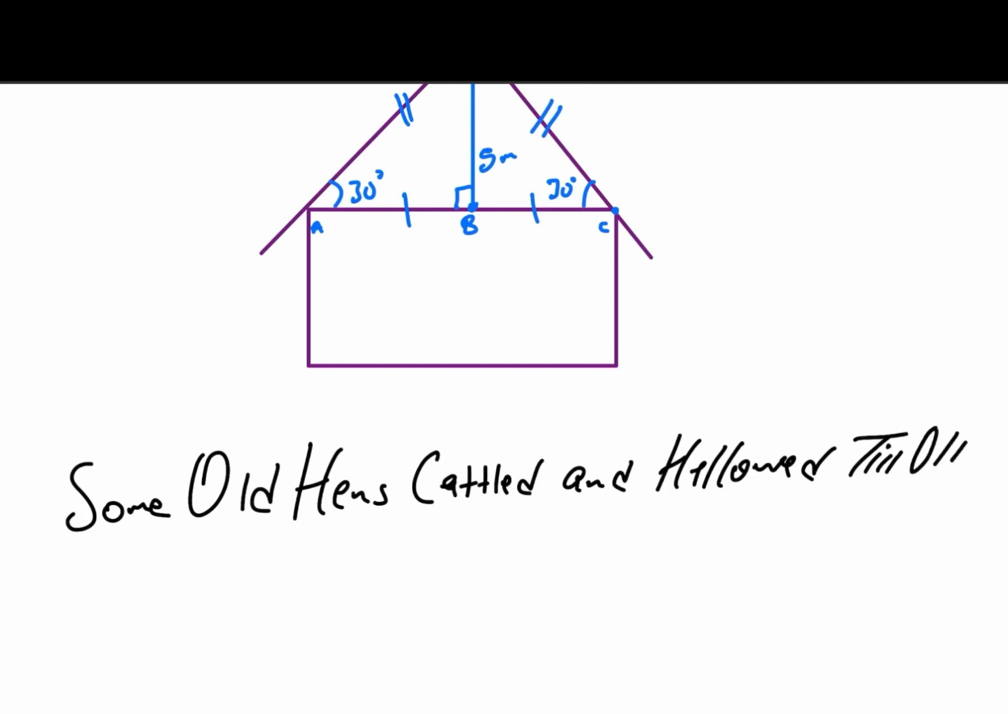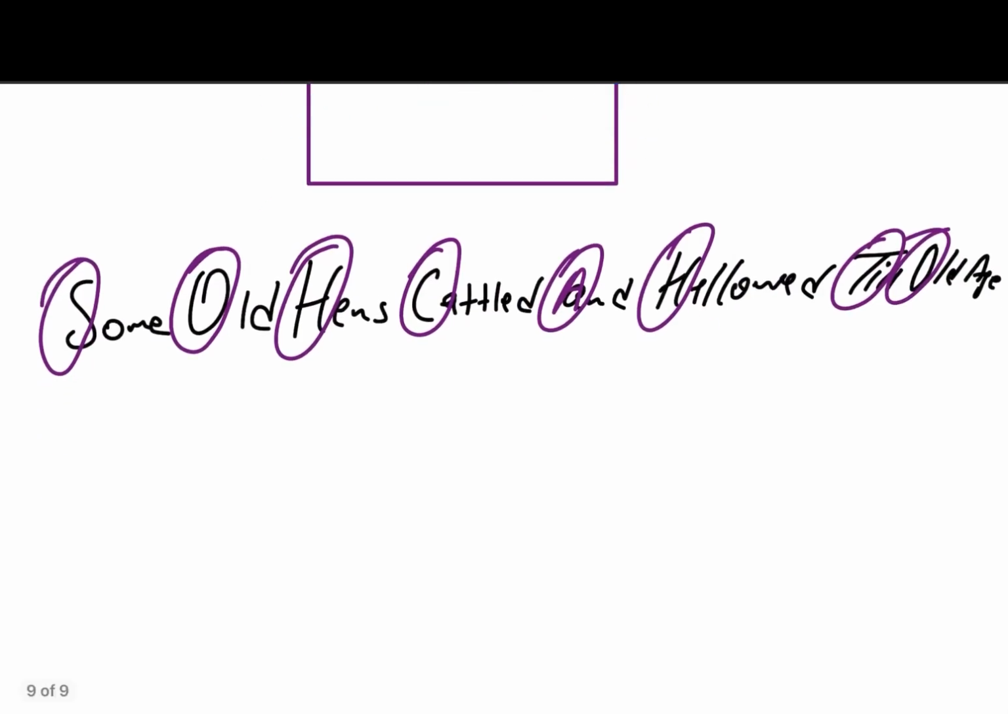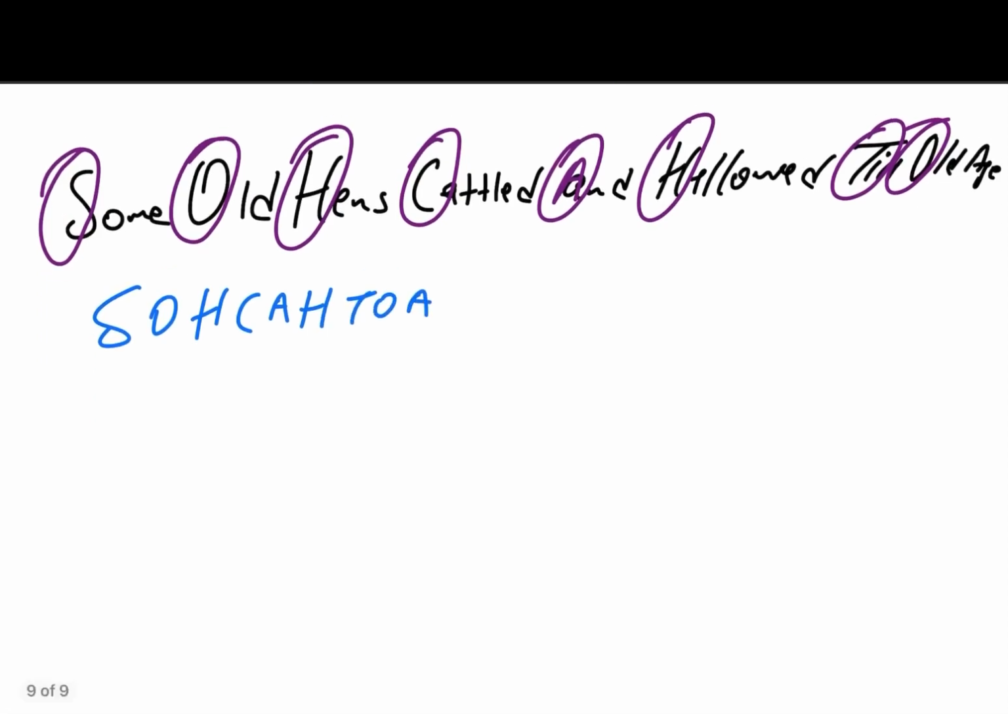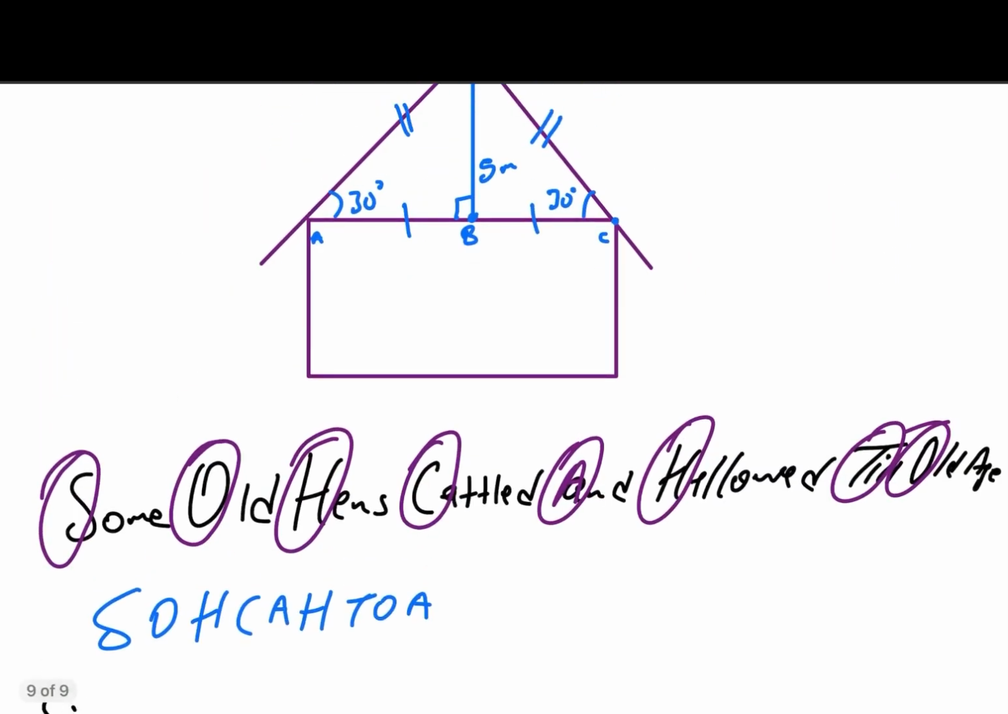So this is one of the ways of reminding myself of these letters here. Let's call it capital A. One will say Soh-Cah-Toa, which essentially means sine, in this case 30 degrees.